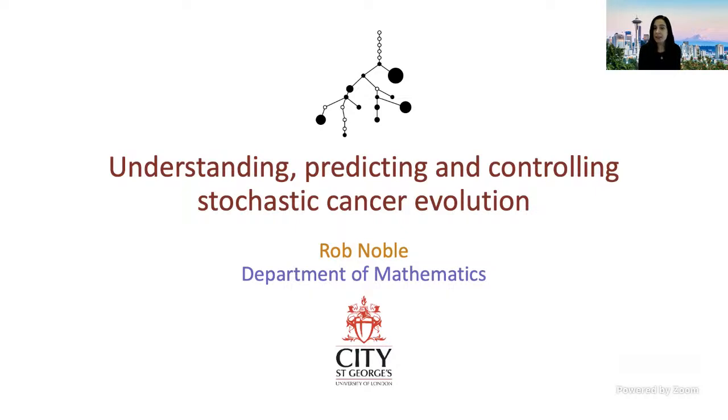He obtained his master's in mathematics at the University of York, his PhD in mathematical biology at the University of Oxford. He was a postdoc in Montpellier and ETH Zurich, and now he's a senior lecturer in applied mathematics at City University of London. And he'll be talking to us about understanding, predicting, and controlling stochastic cancer evolution.